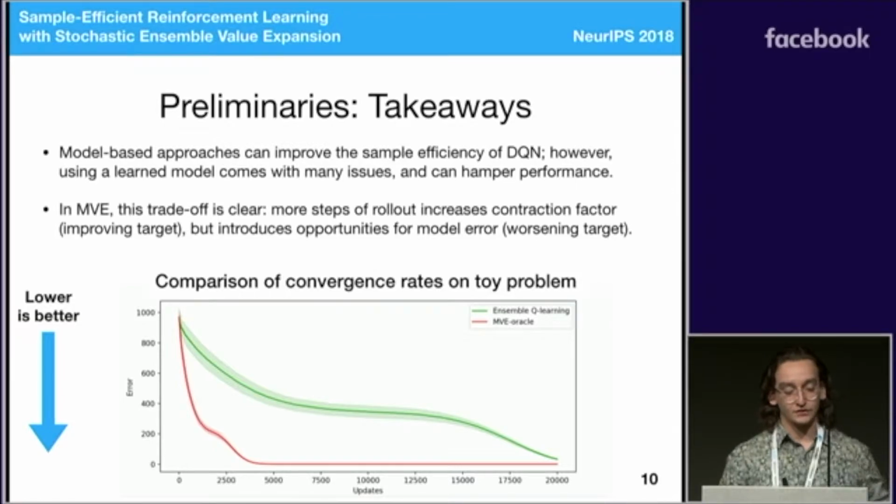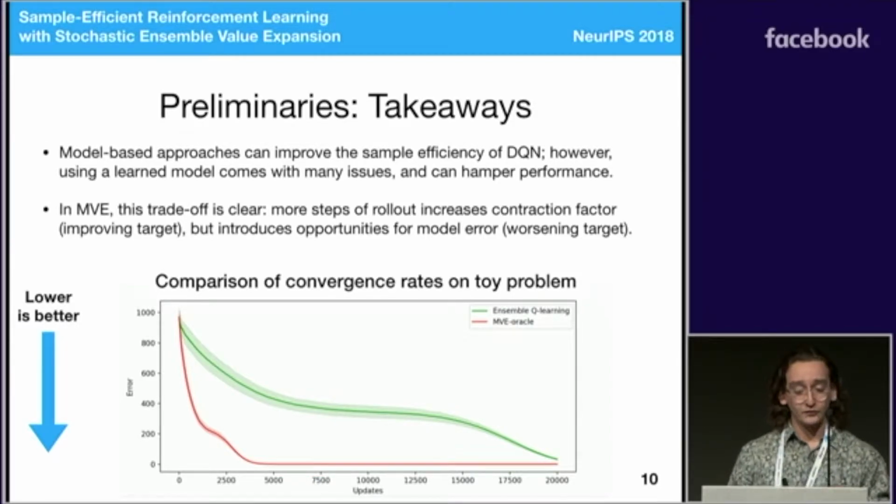This green curve shows how regular, model-free TD learning gradually converges to the correct Q function, taking about 20,000 time steps. In red, we now see what happens if we do model value expansion instead, using an oracle dynamics model, one that perfectly matches the dynamics of the true environment. We can see it converges far more quickly.